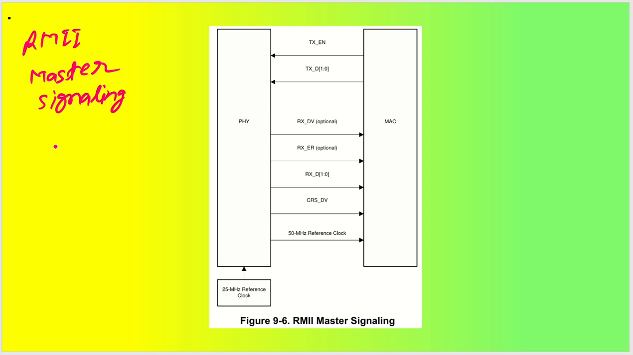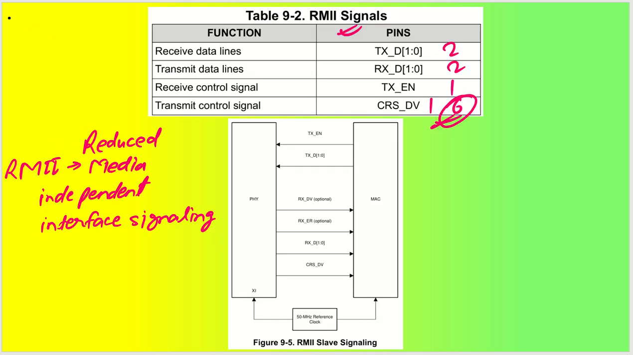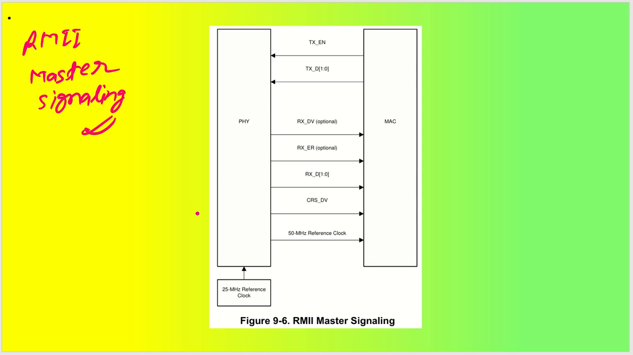Let us talk about RMII master signaling. So this was slave signaling. As you can see, both the MAC as well as my Ethernet PHY are receiving the same clock signal from an outside source, let us say a crystal oscillator or something else. However, if it is in master mode, then the clock will be sent from the Ethernet PHY IC to the MAC IC, so that the MAC will be acting as a slave, okay? And this clock will be generated for the Ethernet IC through a crystal oscillator, okay?